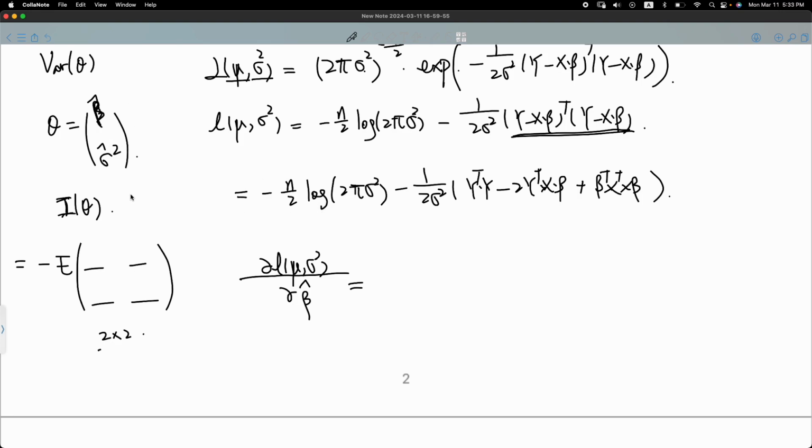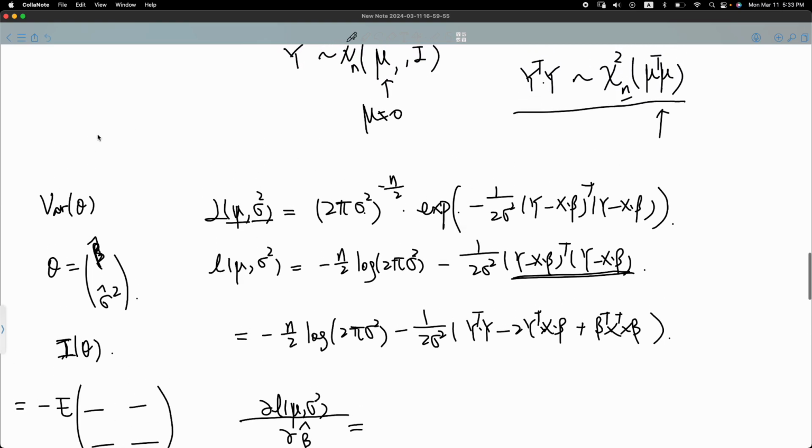Just to make the connection, y follows a normal with mean vector equal to X beta, but X here is the data, so it is considered fixed. That's why the only unknown parameter in this mean vector is beta. Then we have sigma squared times the identity, and that is the other one we are estimating. Just to make it more precise.